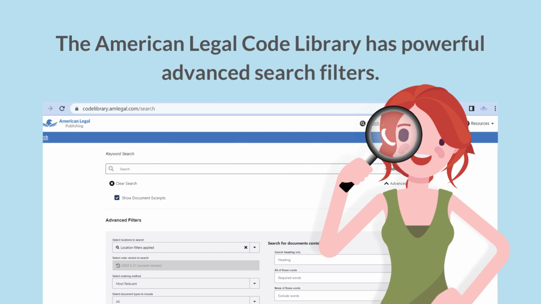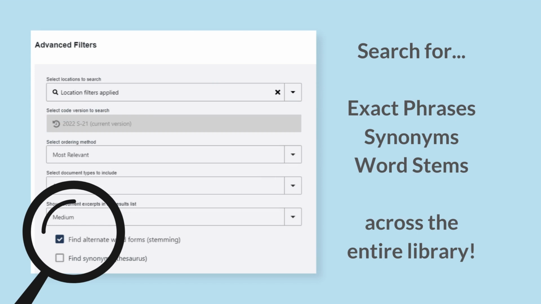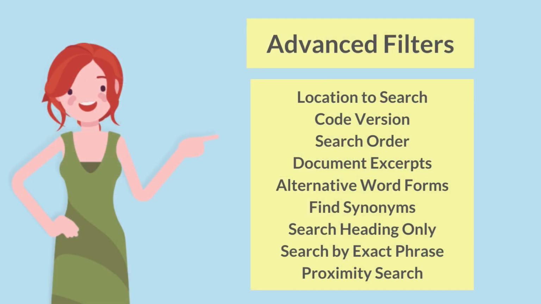The American Legal Code Library has powerful advanced search filters that can produce a variety of results. From the Advanced Filters window, you can search for exact phrases, synonyms, word stems, and more across the entire library, within specific codes, or within a specific section of code. I'm going to walk you through each of the advanced filters so that you know what each feature does.